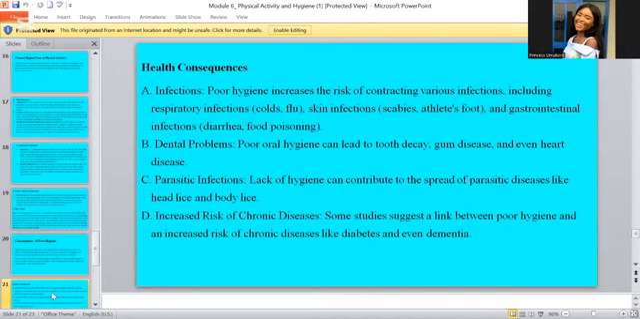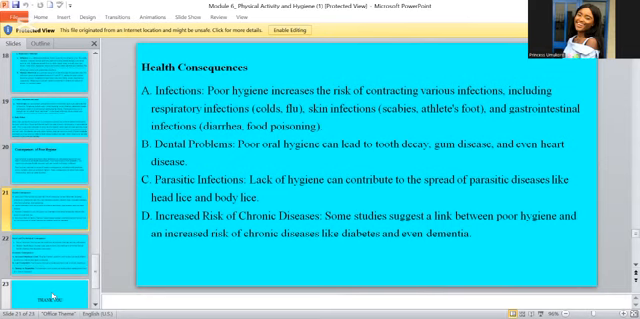Health consequences. We have infections. Poor hygiene increases the risk of contracting various infections, including colds, flu, scabies, athlete's foot, diarrhea, and food poisoning. It can lead to dental problems when you have poor dental hygiene. You can have parasitic infections like head lice and body lice, and it increases the risk of chronic diseases because studies suggest that there's a link between poor hygiene and an increased risk of chronic diseases like diabetes and dementia.